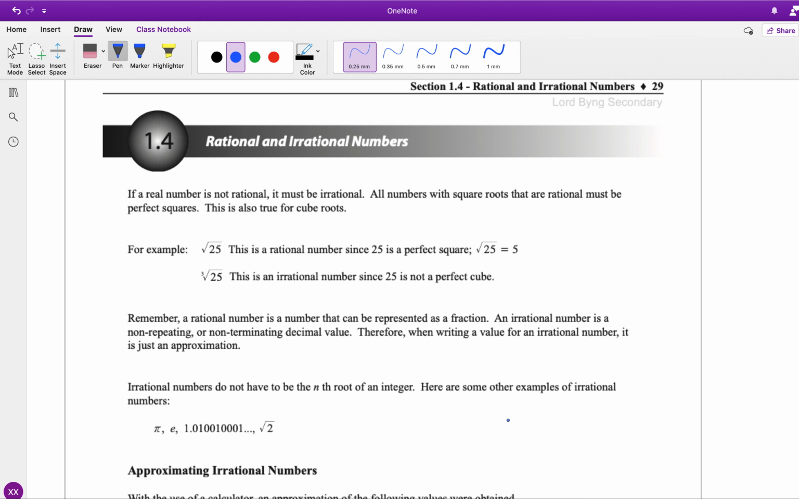Right. In this section, we're talking about rational and irrational numbers. I've mentioned rational numbers many times. When they're rational, they can just be written as a fraction. A fraction is also a decimal, anyway. Then what is an irrational number?